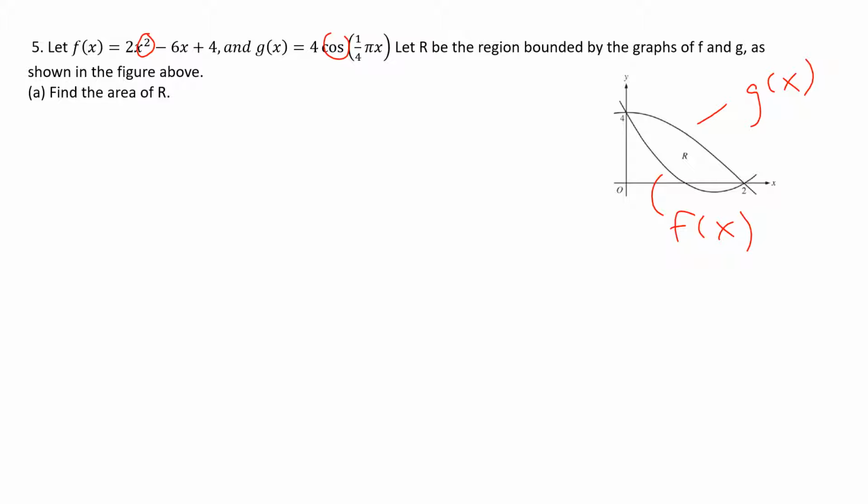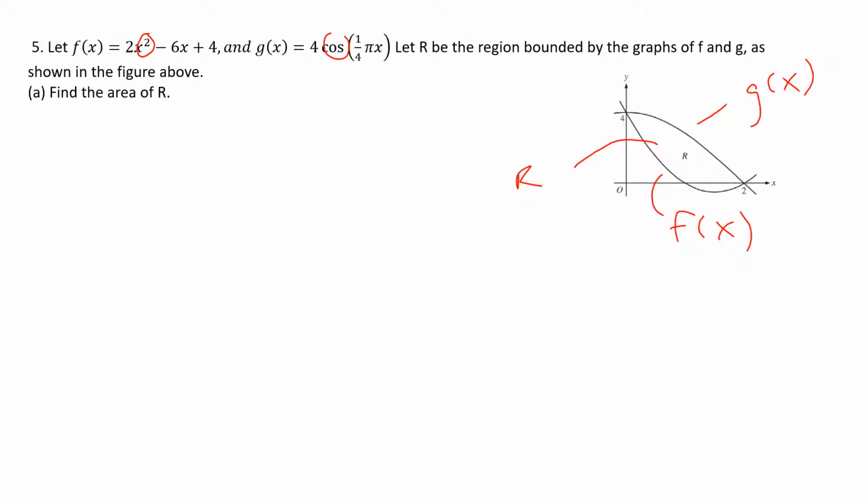Okay, so for area, the area between a curve and the x-axis is always some type of integral. That's just what integrals are, area. If it was just g of x and the x-axis, I could take a basic integral. But it's between g of x and f of x. So I'm just going to be subtracting f of x's area relative to the x-axis from g of x's, and I'm going to get R, this remainder right here.